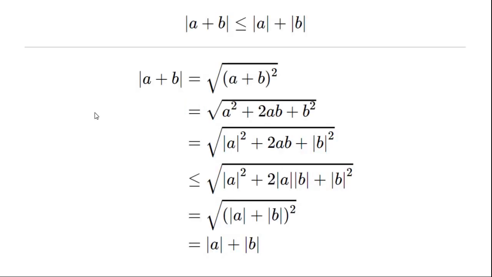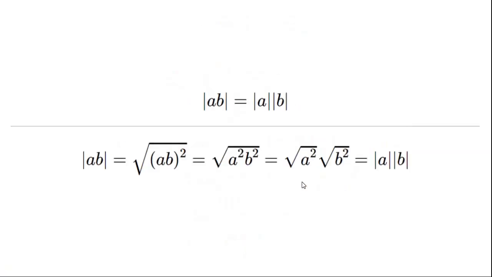That one's pretty easy. The next property that we're going to prove is that the absolute value of a plus b is less than or equal to the absolute value of a plus the absolute value of b. The absolute value of a plus b can be rewritten as the square root of a plus b squared, and then we can expand that out to a squared plus 2ab plus b squared, and then we can rewrite a squared as the absolute value of a squared, and b squared as the absolute value of b squared. And then this next step, what we're doing here is we're replacing a with the absolute value of a and b with the absolute value of b.